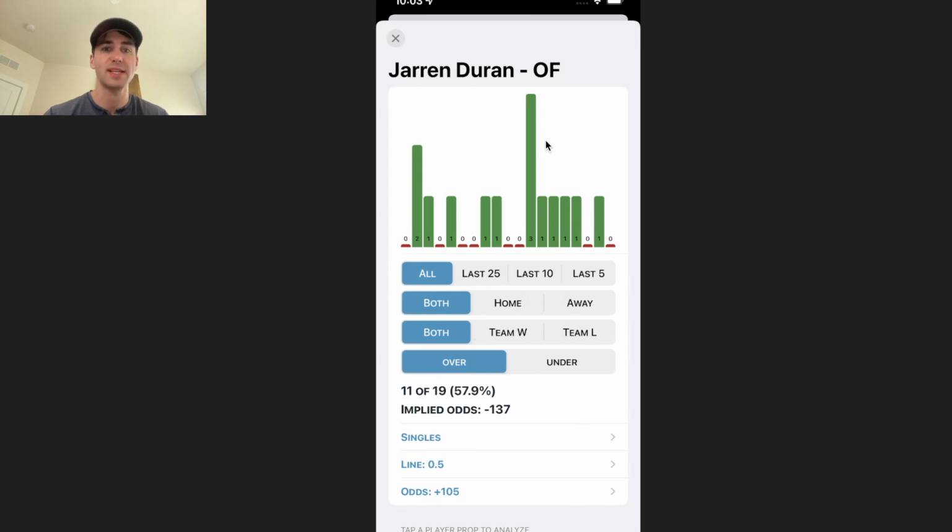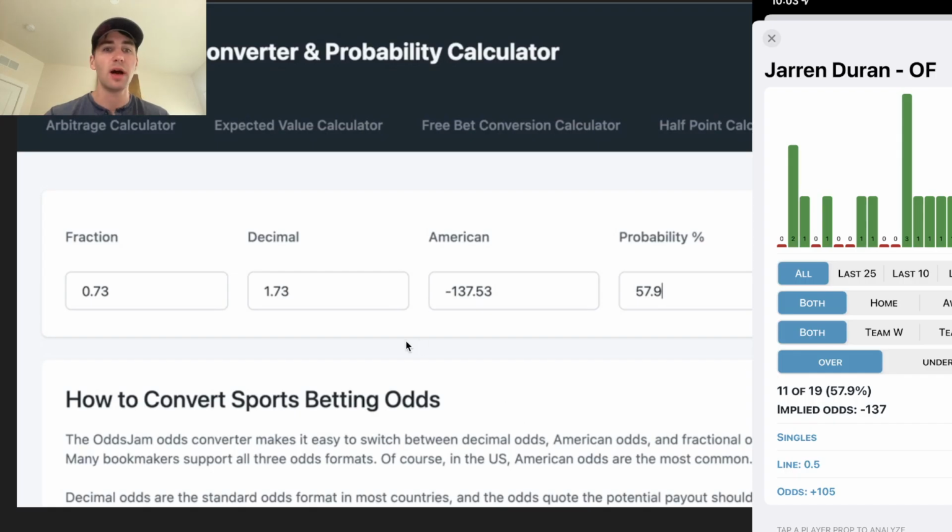So for example, we can see Duran on the season, 11 out of 19 games, he has hit a single, right? So 11 out of 19 is 57.9%. So essentially, that implies that you're getting minus 137 odds, right? If you were betting at minus 137 odds on Duran's singles throughout the entire season, you would have broken even. Right? You would have broken even. So we're getting plus 105.